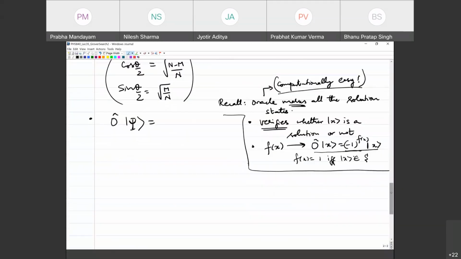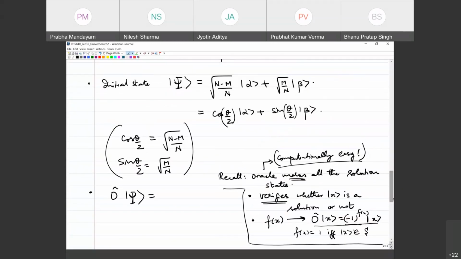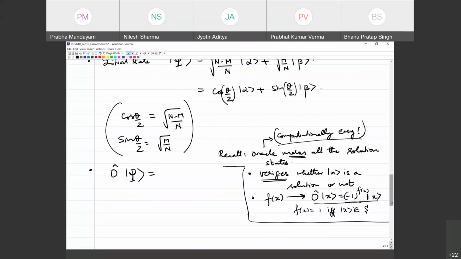So oracle acting on psi, what is it going to do? If psi is this state, cos theta by 2 alpha plus sin theta by 2 beta, what is the oracle going to do? Is everyone still around and awake? Reflect the state about the alpha axis. Correct. So what state will I get here? First, let's write that down and then we'll geometrically discuss that.